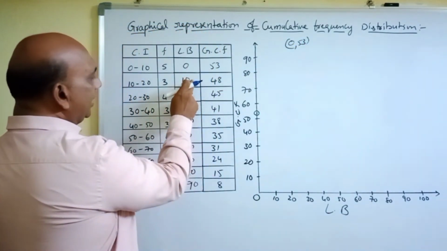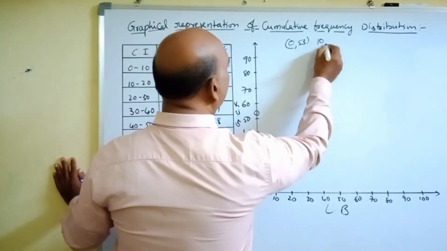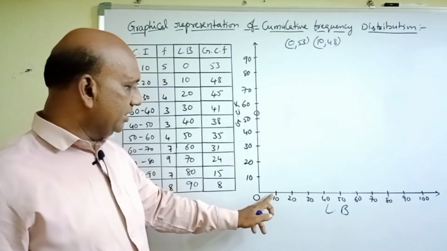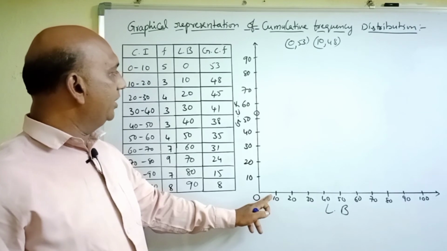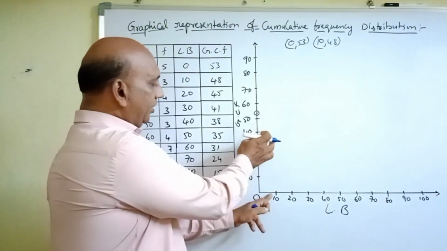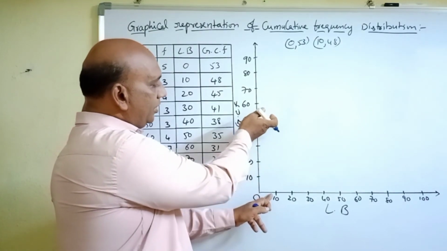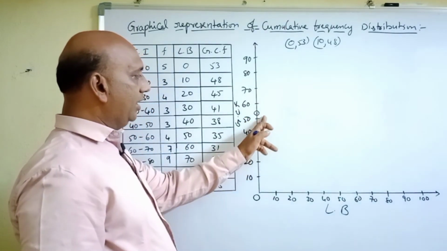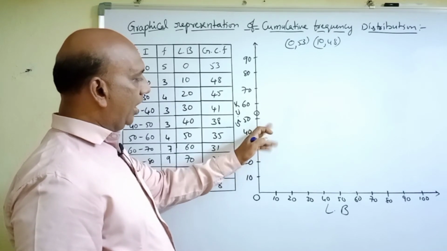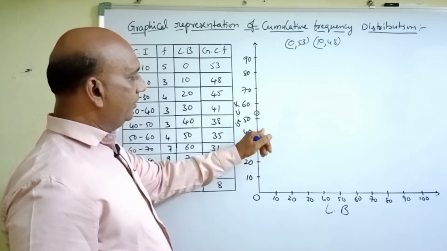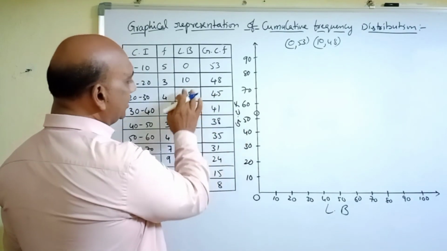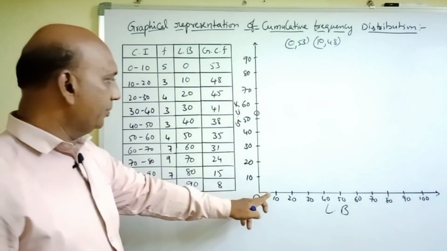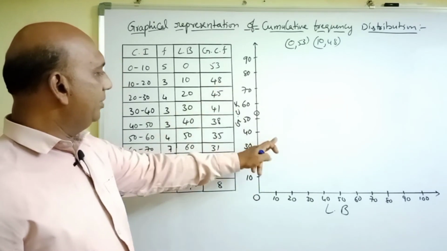Next point: 10 comma 48. 10 is on the x-axis, here, and 48 is just below 50, after 40 and after 8 lines, that means 48. The point of intersection of the perpendicular lines from 10 and 48 will be the second point.